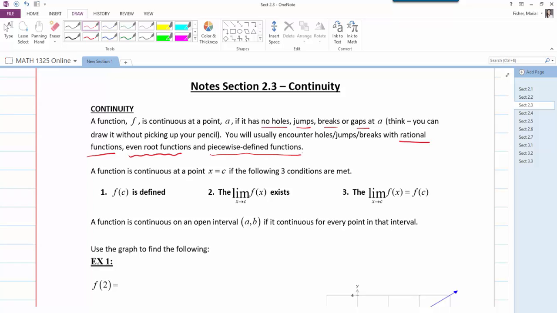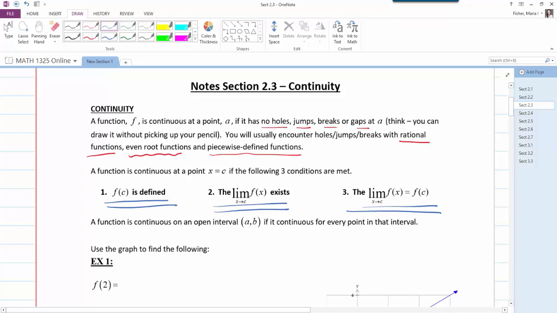The first one, f of c has to be defined. Condition number 2, the limit as x approaches c of f of x exists. So you have to have a limit. You can't write does not exist. It can't be positive or negative infinity. It has to exist. And finally, the third condition, the limit has to equal the function value. So these three things have to be met in order for you to be continuous at a point. You have to be defined at that point, you have to have the limit exist at that point, and the limit must equal the function value.